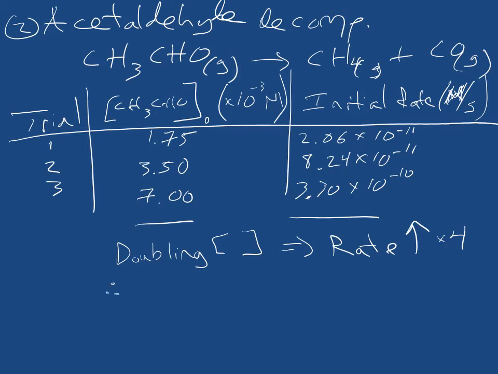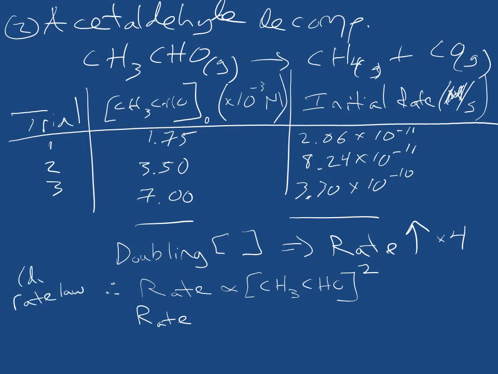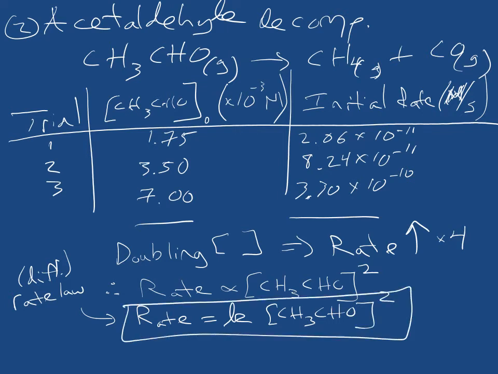So therefore, the rate is proportional to the acetaldehyde concentration squared. And then you make it an equality, and this would be the answer. And this is a differential rate law. The differential rate law would then be rate equals K times CH3CHO raised to the second power. So that would be the thing you put a box around or whatever.